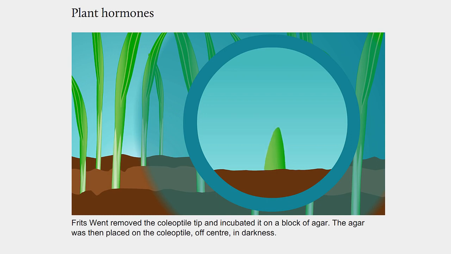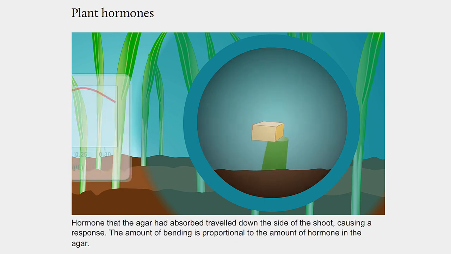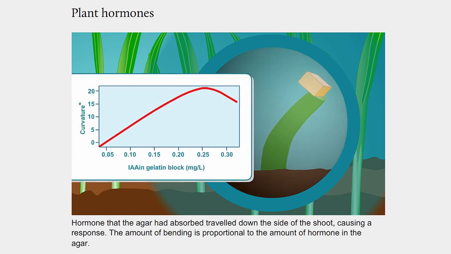Fritz Wendt removed the coleoptile tip and incubated it on a block of agar. The agar was then placed on the coleoptile off-center in darkness. Hormone that the agar had absorbed travelled down the side of the shoot, causing a response. The amount of bending is proportional to the amount of hormone in the agar.